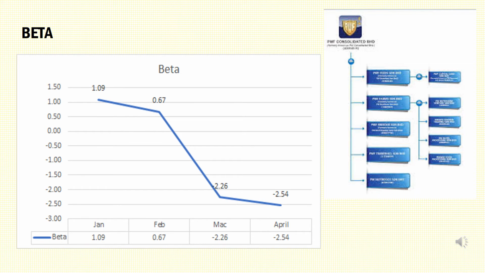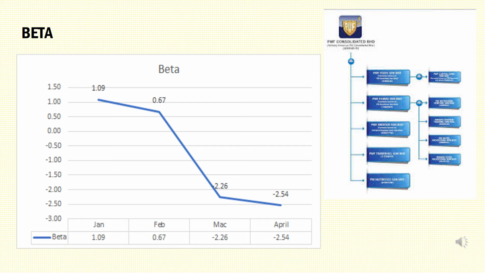Beta is a ratio that measures the risk of a company's share price compared to the market as a whole. BWF Consolidated Berhad showed that it had started with a high value of beta in January at 1.09 and decreased to negative 2.54 in April. It indicates that the company's value grows and decreases in direct proportion to the performance of the benchmark index.